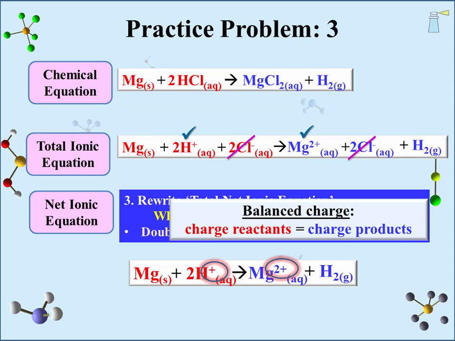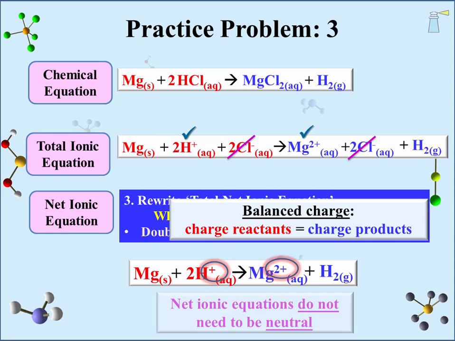And that leads to our final generalization. Net ionic equations do not need to be neutral. They are not full equations and omit the charges on the spectator ions. Therefore, they can have reactants and products with charge as long as the total charge is balanced.